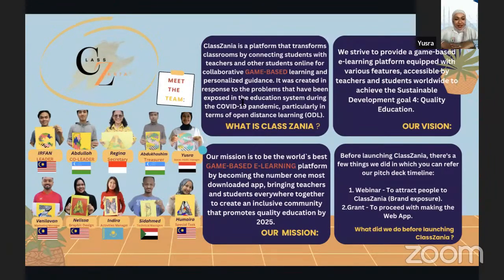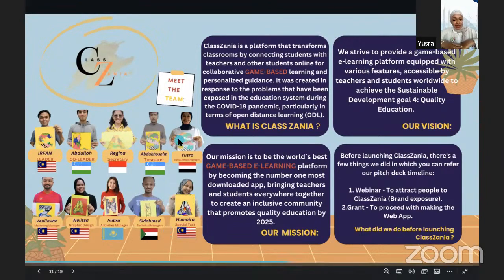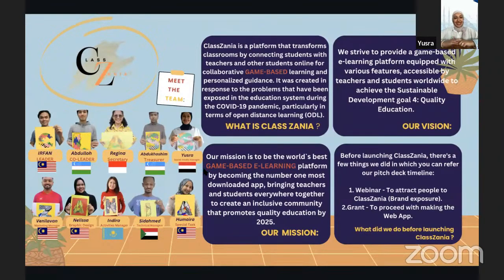Okay, so you can see here our team members. We're 10 from different nations, mashallah. Class Dania is a platform, especially for the people who were asking Abdullah for more details about our social project. It's a platform that transforms the classroom by connecting students with teachers and other students online for collaborative game-based learning and personalized guidance.